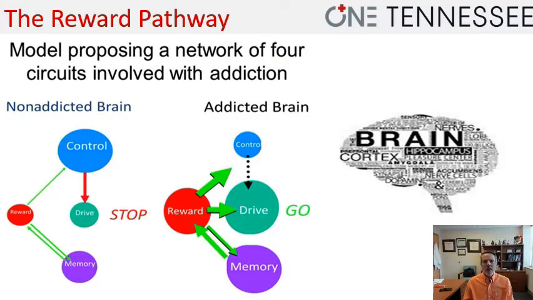Here's another look at how the reward pathway works in the brain. You'll notice on the left side, the non-addicted brain, the biggest circle is the control. That is your fully functional frontal lobe. That controls the drive. It's the biggest part. So when you think about a fully functioning frontal lobe, you can override those basic autonomic functions.